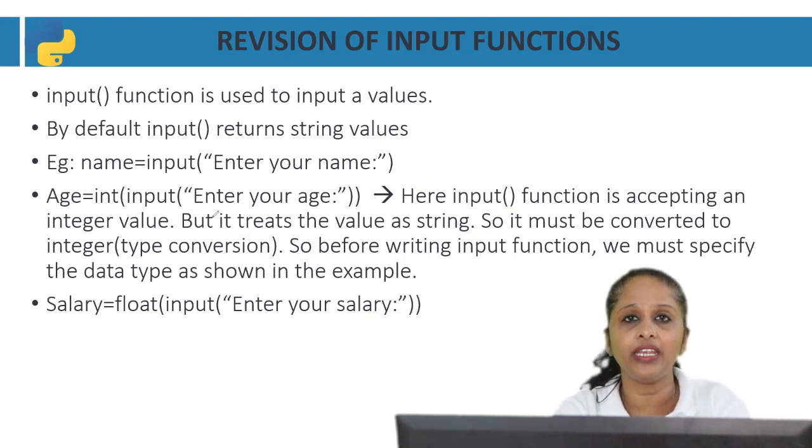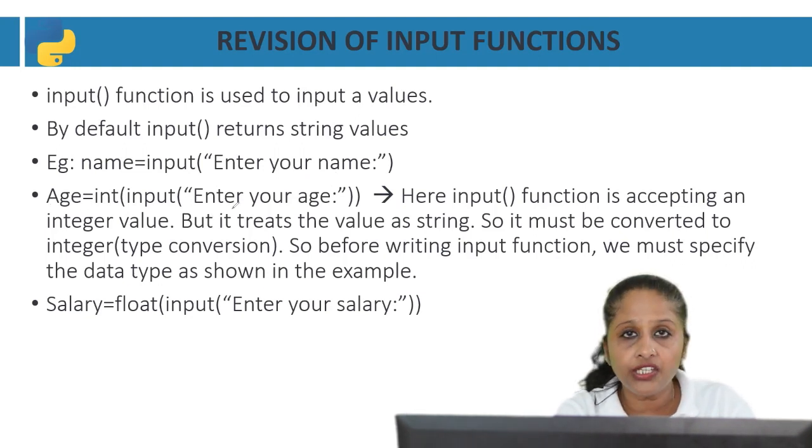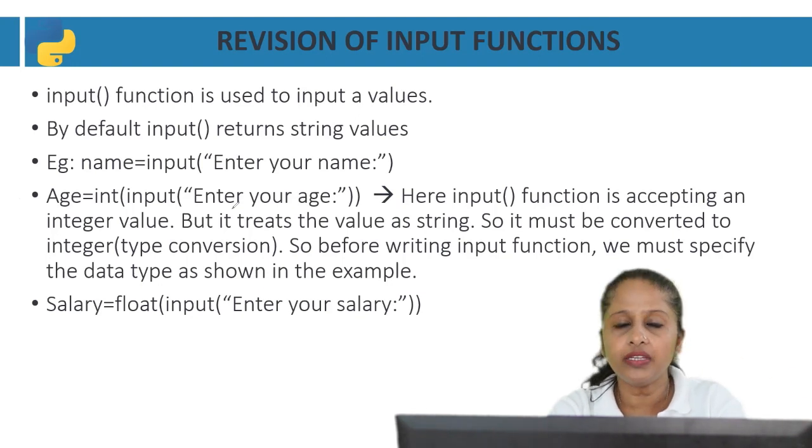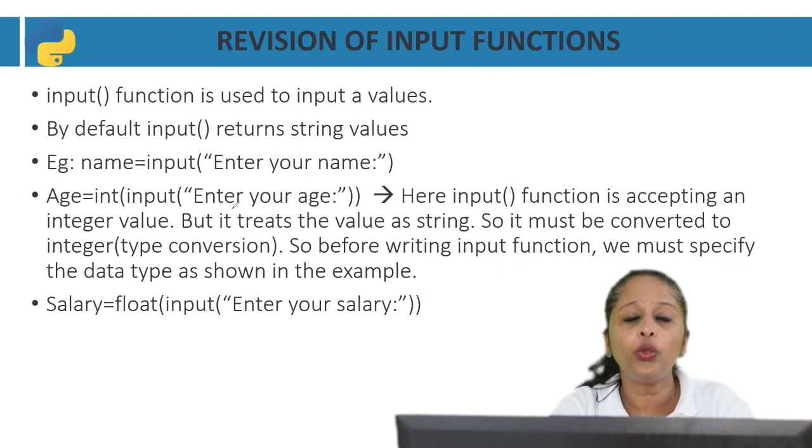But in the second example, I have written age is equal to input enter your age. That is, you have to enter your age. Age must be an integer. It is a number. So here age will be entered as an integer, but input function considers it as a string. So age, if you are entering 17, so 17 will be considered as a string. So it must be converted to integer.